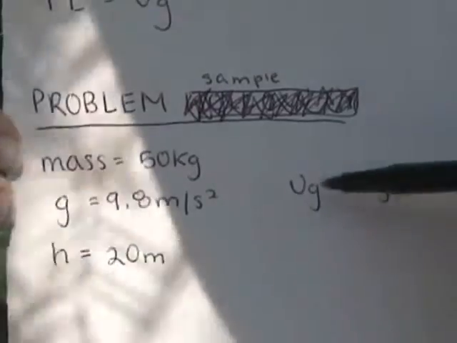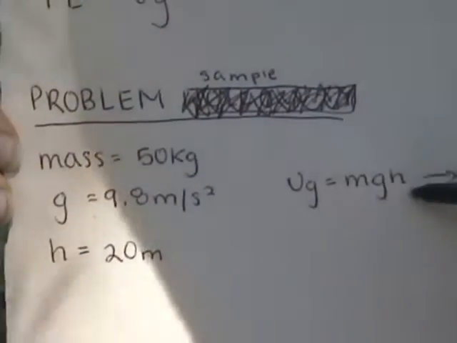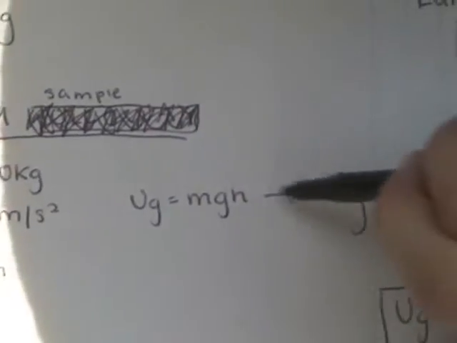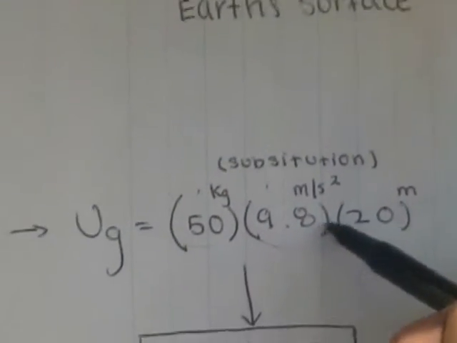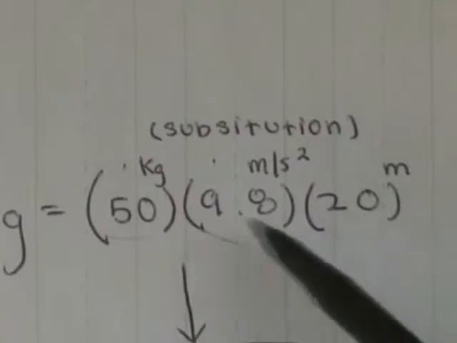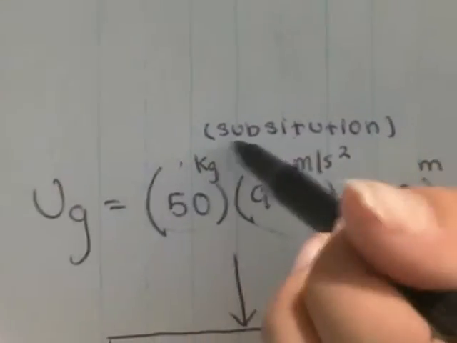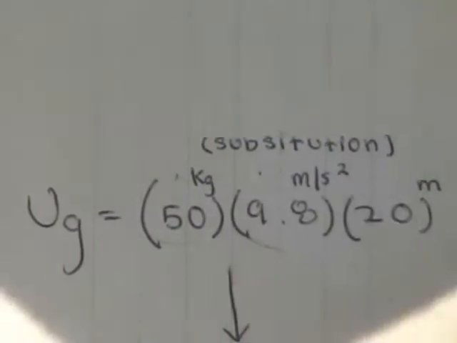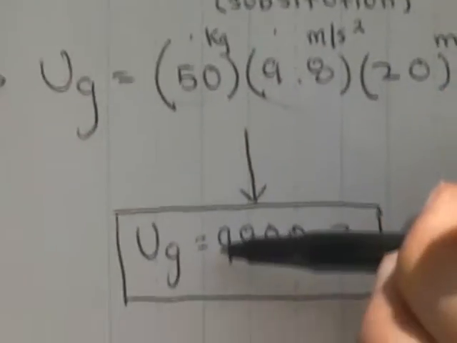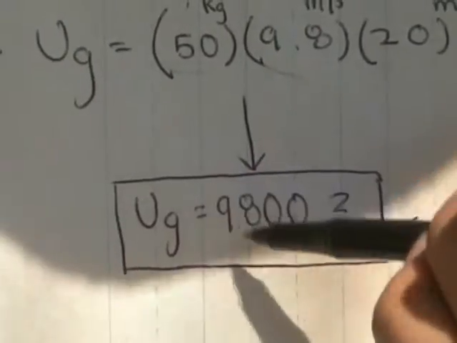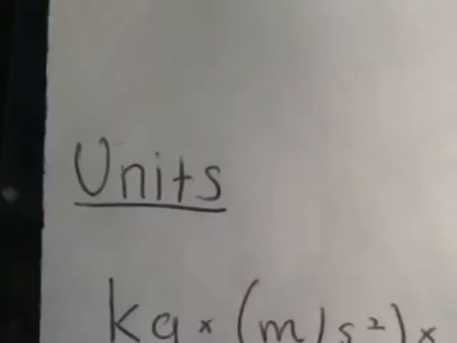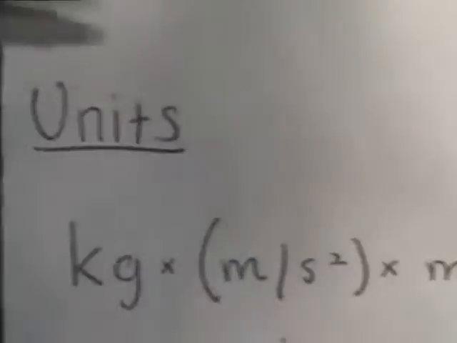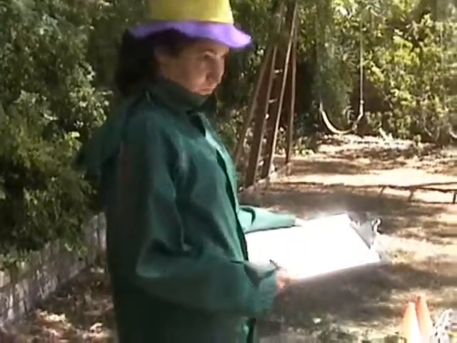U sub g, potential energy, is mgh. That means U sub g is 50 kilograms times 9.8 meters per second squared times 20 meters. This is the substitution stage. And thus, U sub g is 9,800, but we don't know what. We need to figure out our units. Now we will learn about the units in order to solve this practice problem.